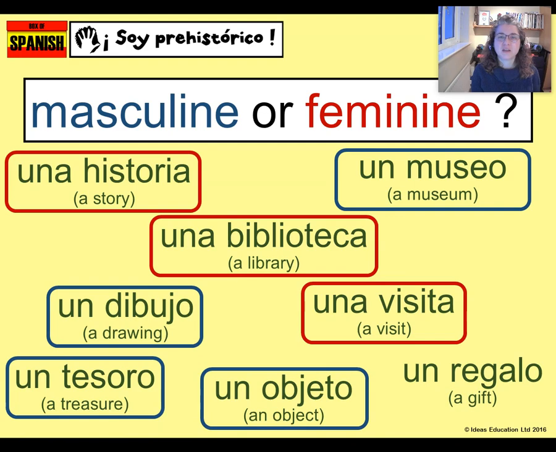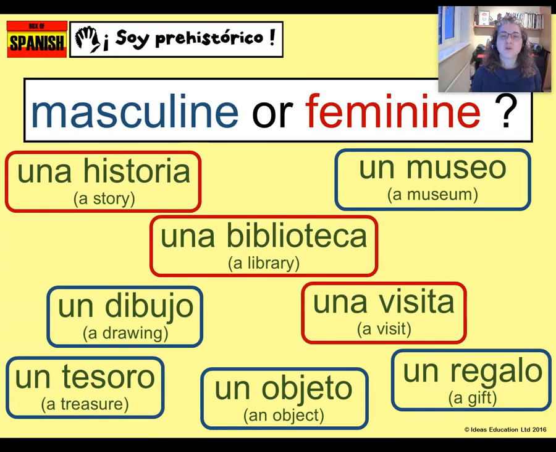And the last one is un regalo. Un regalo. What do you think? Masculine or feminine, that one? Let's see if you're right. It's masculine because it has un at the front and it has o on the end.